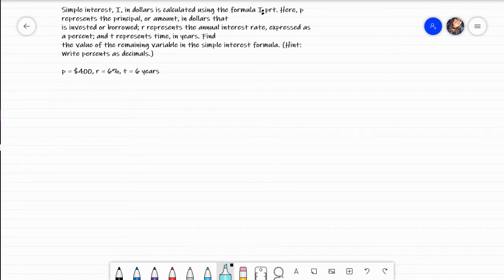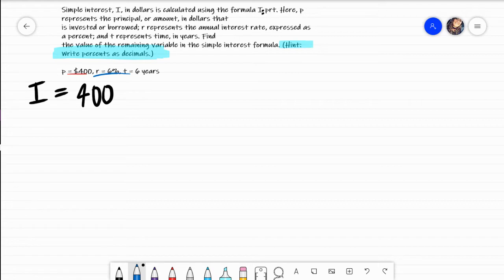And here's a good hint. It's definitely not a suggestion. You have to do this to be able to solve this problem correctly. I noticed that I wasn't given my I, so that is what I'm finding. Then I have equals. They gave me my P, which is 400. And then right here, they give me my R, which is 6%.